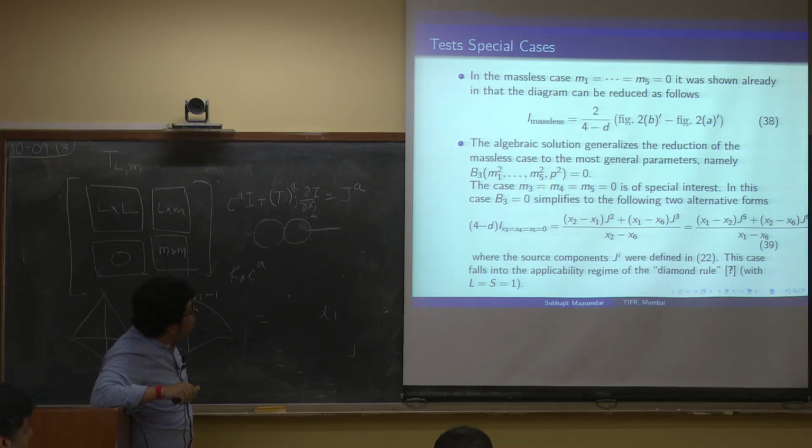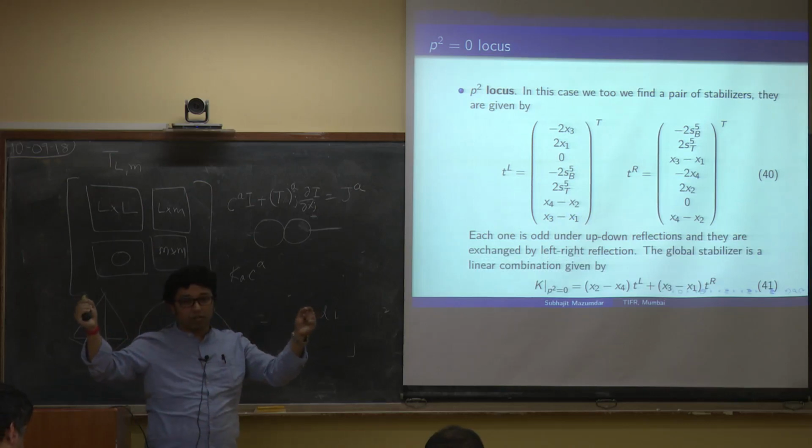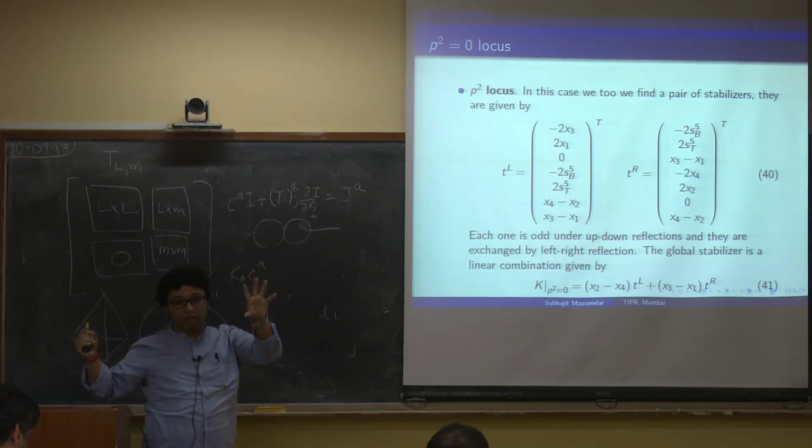And there is another interesting case done in previous times, where three mass scales were 0 and at B3 equal to 0, it is called the diamond rule and so on. This also matches with our computation. And the P square equal to 0 locus is a bit simpler, because if you set P square equal to 0, it is again the diamond diagram, which is not very interesting.